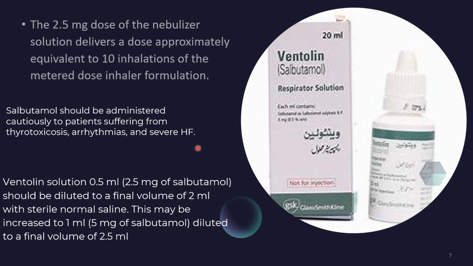Salbutamol relaxes all the smooth muscle of the airways, starting from the trachea to the terminal bronchioles. And as you know, there are beta 2 receptors in the pulmonary system and the heart.